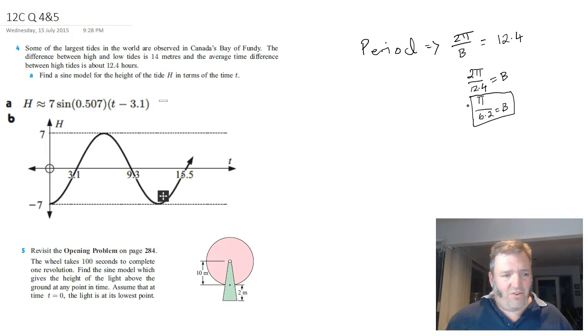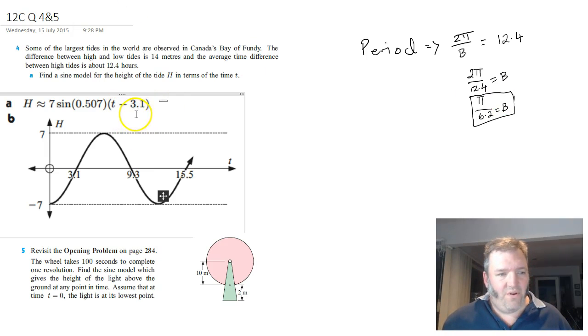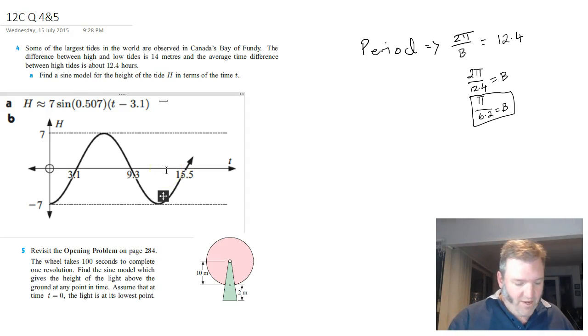Now they've got this strange shift of 3.1 hours. They're assuming that at midnight, or at the time they started measuring the tides, it started at a minimum. There's no reason for them to assume that. If I were doing it, I would have just said assume it starts at a mean height and not had a horizontal shift, a phase shift. It would have made it much easier.